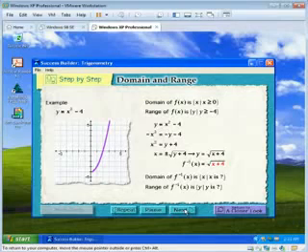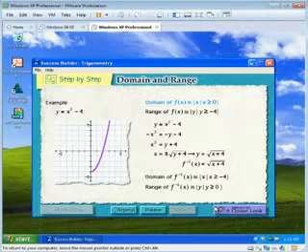Therefore, the domain of the inverse function is the set of all x's, such that x is greater than or equal to -4. Since y is determined by taking the square root of some value, and square roots are always positive or 0, the resulting y values will always be positive, and therefore greater than or equal to 0.